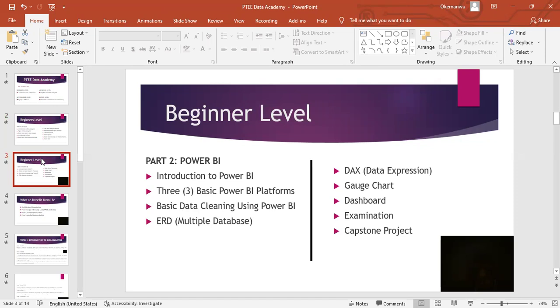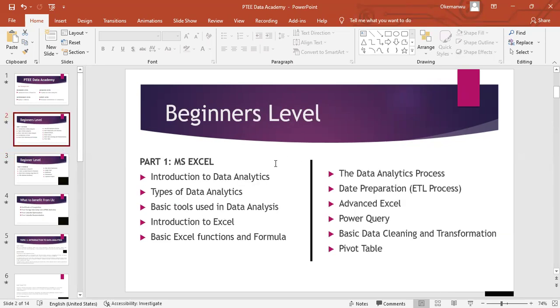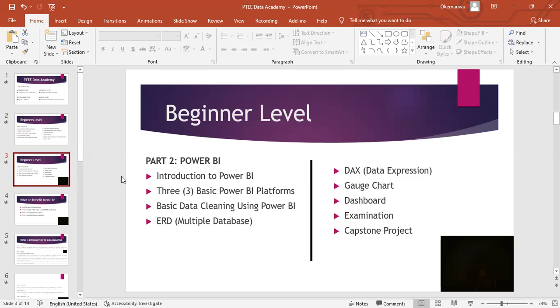Like I said, this basic level or beginners level is with the use of 2 software, which are Microsoft Excel and Power BI. So in Microsoft Excel, we do all these things. These same things will also be repeated using a different software, but in a higher dimension, you understand? So which is this, introduction to Power BI, the basic Power BI platform, basic data cleaning using Power BI, DAX, the ERD, with the use of multiple data sets, gauge charts, dashboard, and all that.